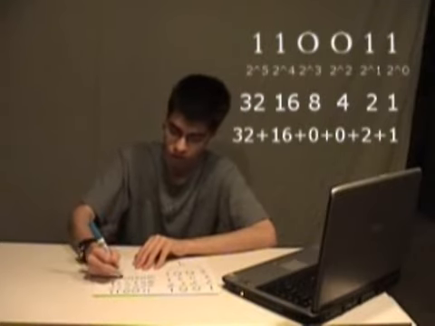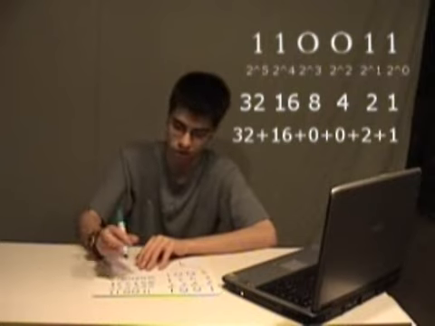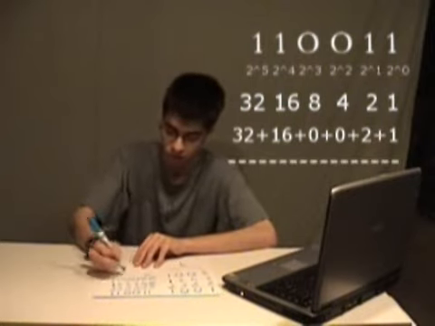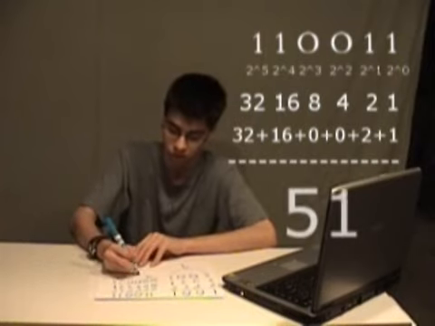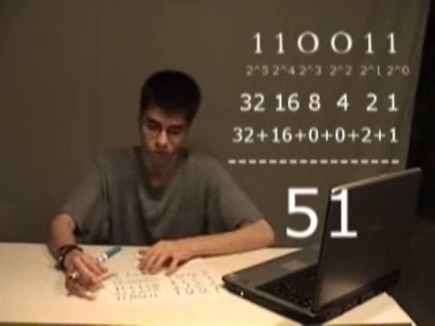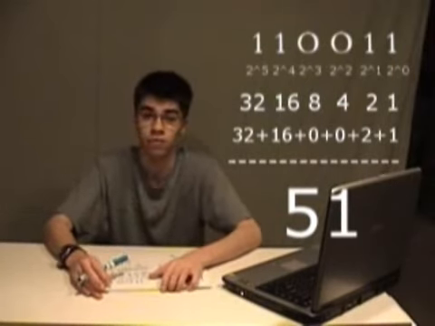So, top that all up. I'm going to break this down a little bit. We have 3 here, and 32 plus 16 is 48. So 48 plus 3 gives you a grand total of 51. So 110011 is the binary representation of the number 51.